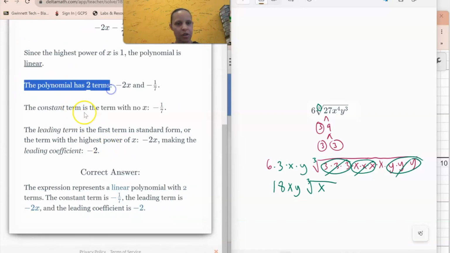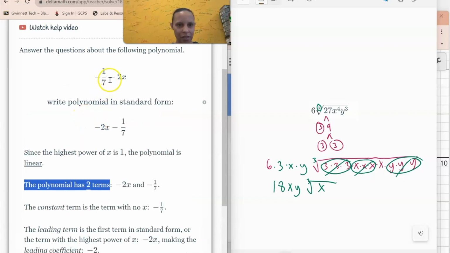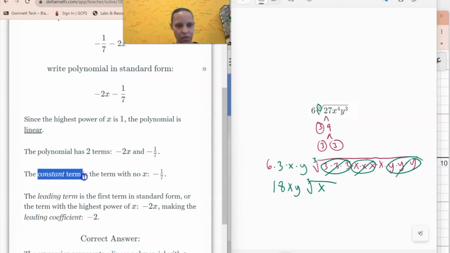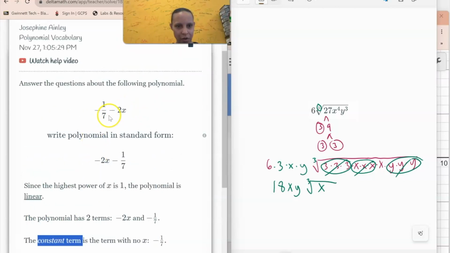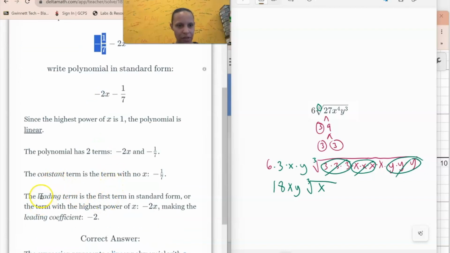The number of terms that a polynomial has is how many things you have between the minus and plus. So you see, this is one thing, and then this is the second thing. So it has 2 terms because there are 2 between the minus. The constant term is the number without any variables. So it's the number by itself with no variables, which is -1/7.